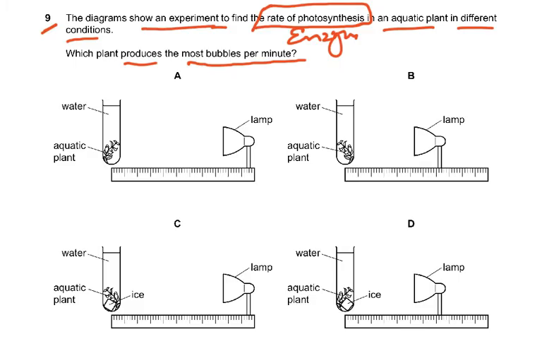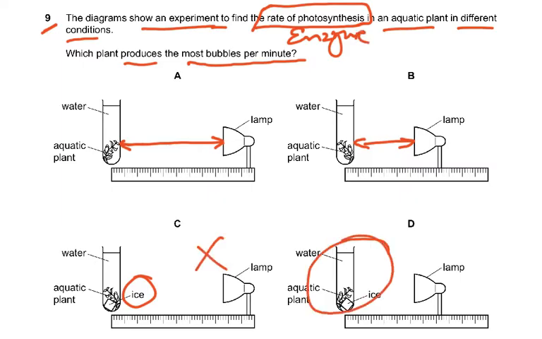In A, you can see the lamp, then the aquatic plant and the water. So this is the difference. This is the distance between the lamp and the aquatic plant. Then of course here the distance is nearer, so more light intensity. But here we have something. We have ice here, and because it's an enzyme controlled reaction, this has got ice in it as well. So these two are totally wrong because ice would mean the enzymes would just not work.